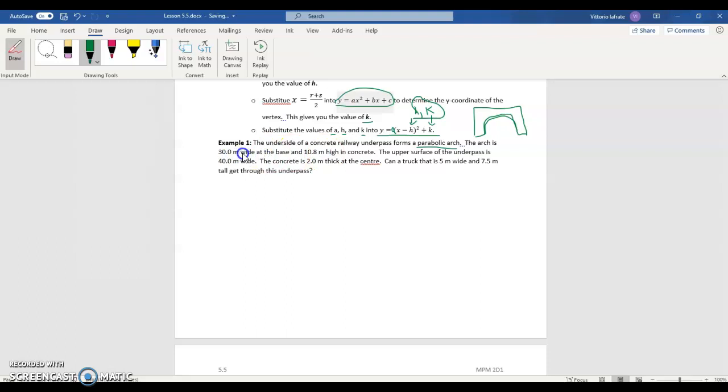The arch is 30 meters wide at its base, 10.8 meters high, in concrete, and the upper surface of the underpass is 40 meters wide. So this whole part over here is 40 meters. The concrete is 2 meters thick at its center, so 2 meters over here.